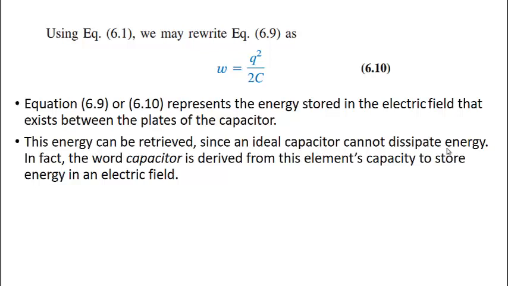Nowadays, this property of the capacitor is actually used to charge the battery during periods when we don't have a power supply. So we can charge the capacitor, and then in turn, when the power supply is not there, it may charge the battery in that period. The word capacitor is derived from this element's capacity to store energy in the electric field. Capacitor means to store the energy in the electrical field.